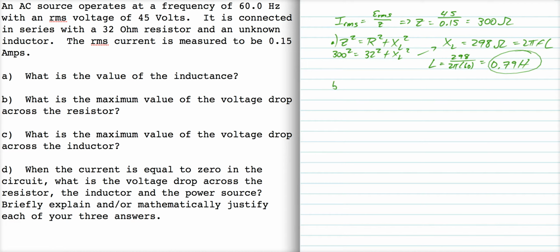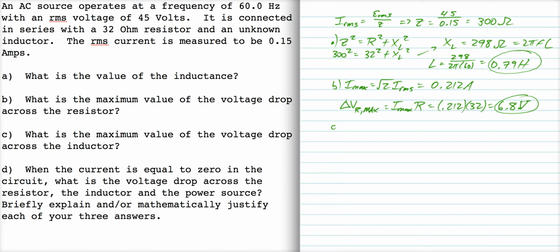For part B, we want to know the maximum value of the voltage drop across the resistor. Well, we just need the maximum current. That's the square root of 2 times the RMS value. So that's 0.212 amps. And the maximum value of the voltage drop across the resistor is simply the maximum current times that resistance. So 0.212 times our resistance of 32 gives us 6.8 ohms, or 6.8 volts, sorry.